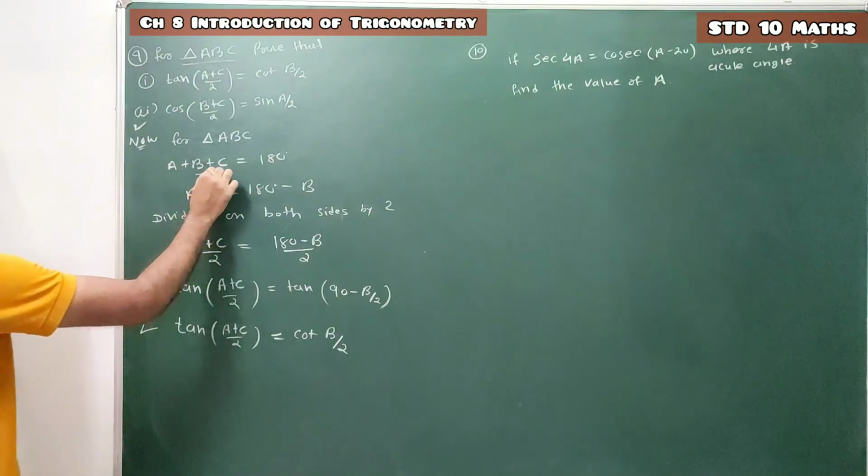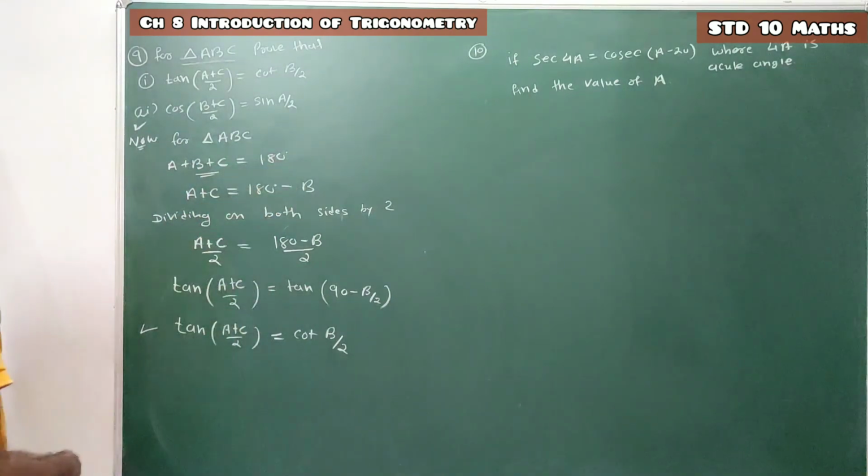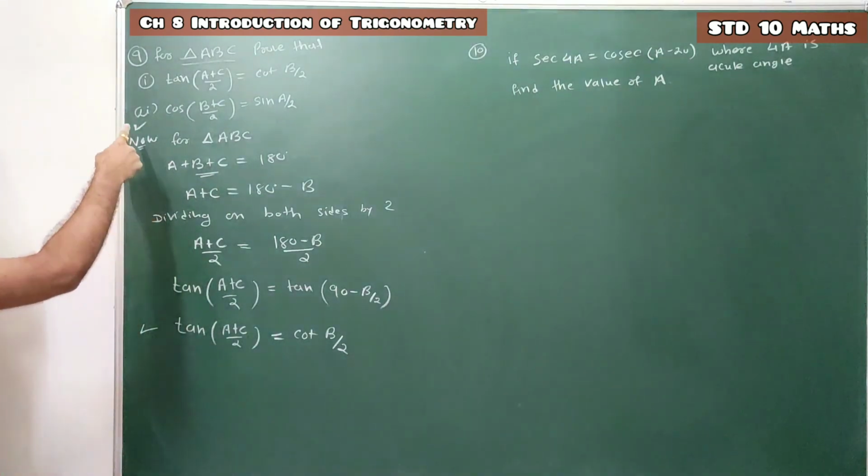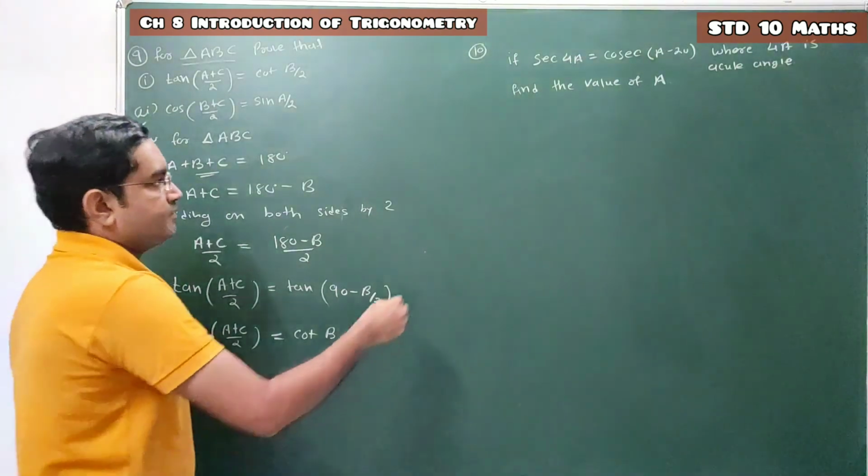So you take B plus C equal to 180 minus A, then divide it by 2, and then take cos on both sides. Done. So try that second result by yourself. Derive it.